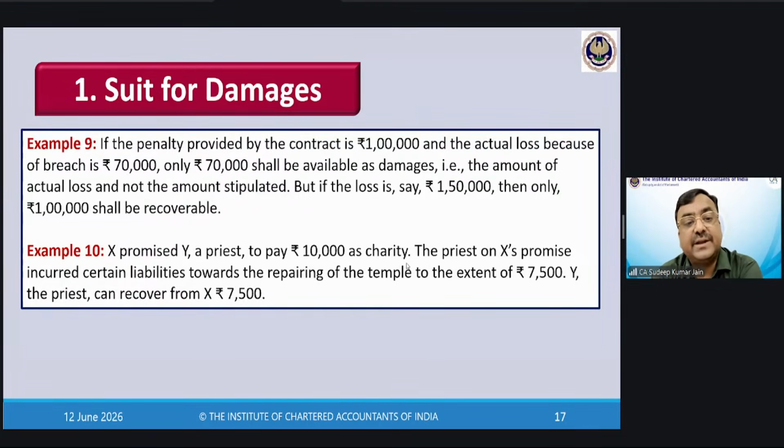See example number 10. X promised Y, a priest, to pay 10,000 as charity. The priest, on X's promise, incurred certain liabilities towards the repairing of the temple to the extent of 7,500. Now Y can recover only 7,500.